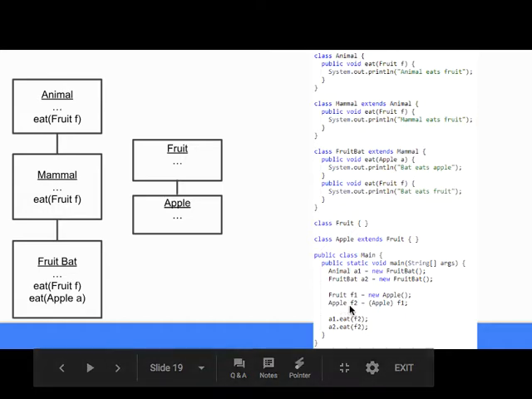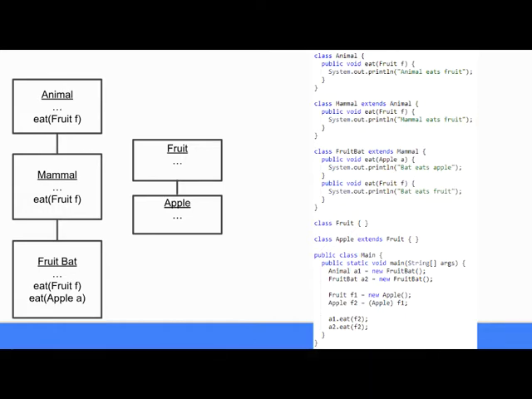So the dynamic class of f2 is Apple, and the dynamic class of a1 is FruitBat. So we look at FruitBat. Does FruitBat contain a method that overrides the method that we chose in the Animal class during compile time? Yes, it does. eat(Fruit f). Therefore, we are going to be printing out "bat eats fruit."